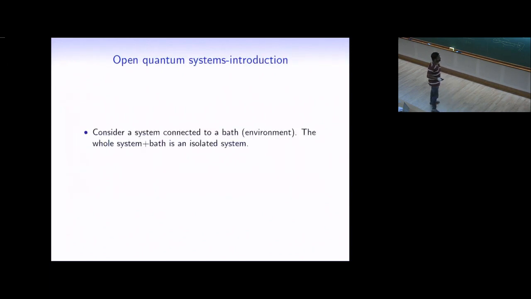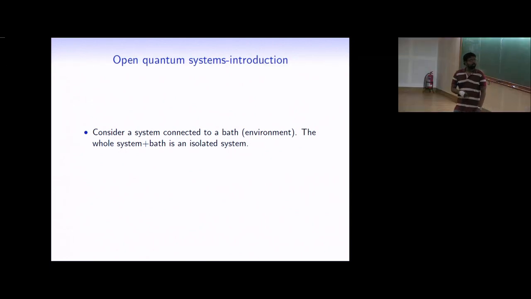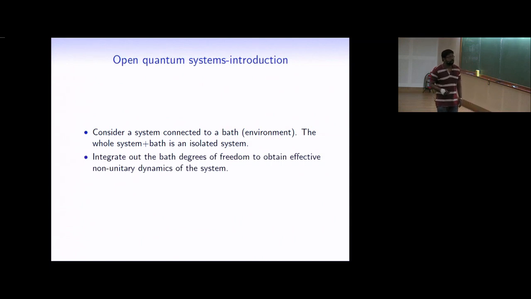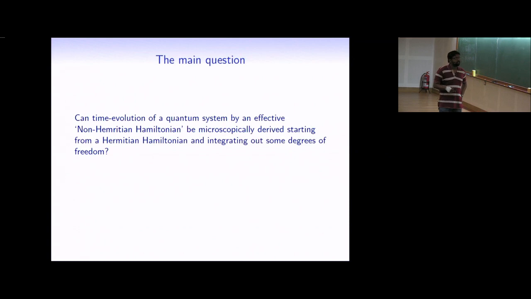This open quantum systems introduction has of course been given already by Manas and Professor Aditi Mitra: you consider a system connected to a bath, and this whole system plus bath is an isolated system, so everything is Hermitian, and then you integrate out some bath degrees of freedom and obtain an effective non-unitary dynamics of the system. So the question that I'm trying to answer here is, can time evolution of a quantum system by an effective non-Hermitian Hamiltonian be microscopically derived, starting from a Hermitian Hamiltonian and integrating out some degrees of freedom? The answer is yes, of course.